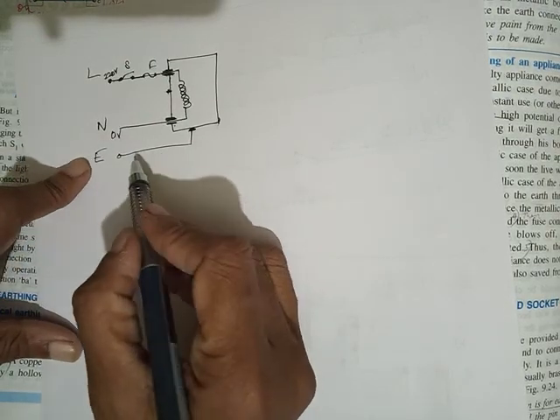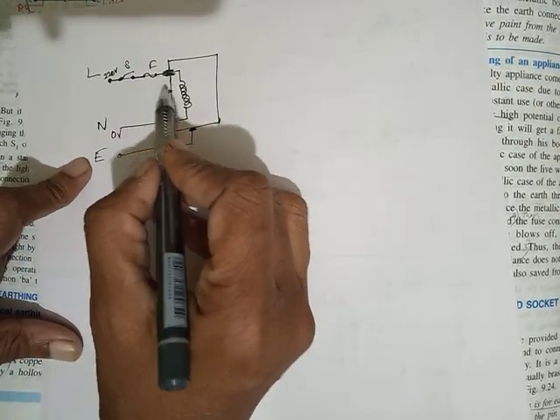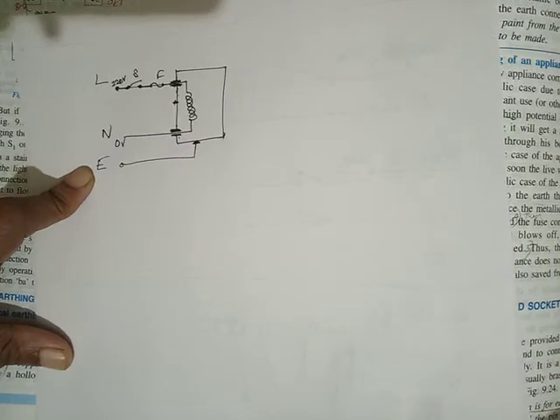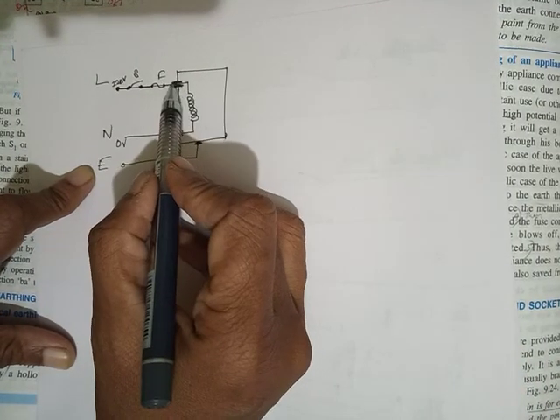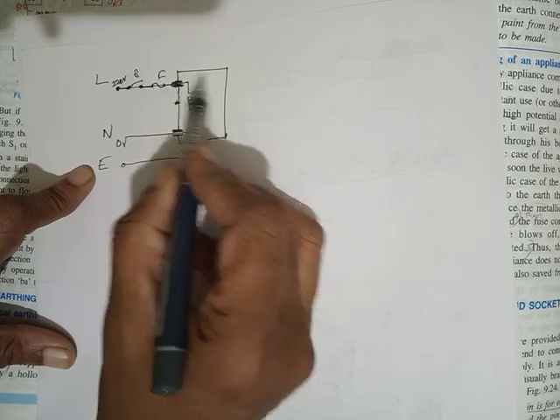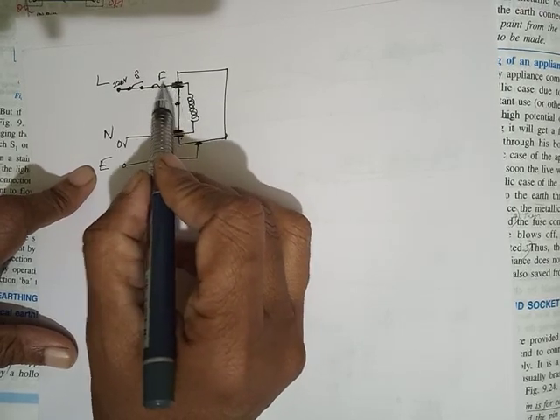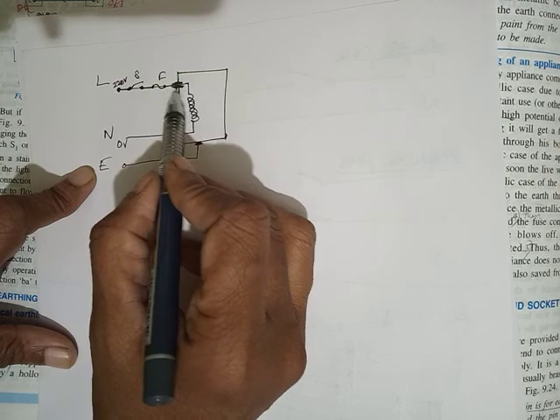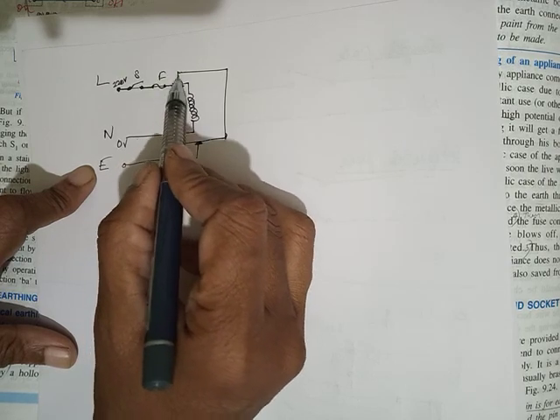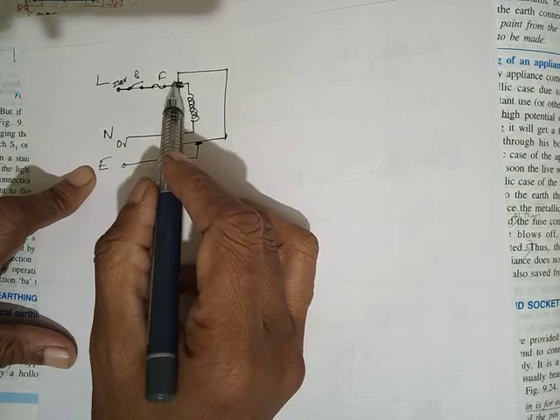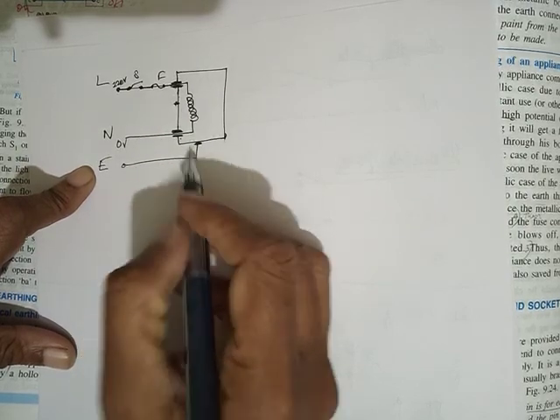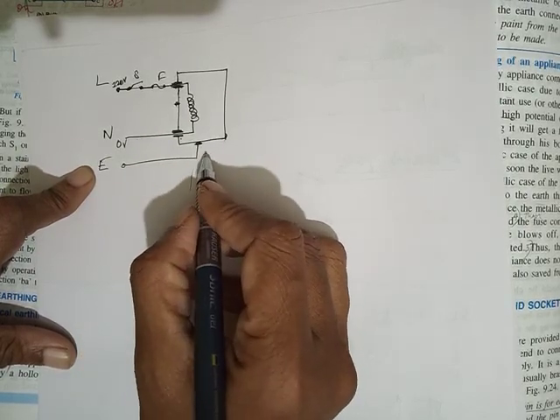By chance, the live wire comes in contact with the body of the appliance due to wear and tear. With usage, this plastic insulation has gone off, so the wire comes in touch with the body. And if I happen to touch the body, this high current can flow through my body. I might get a fatal shock.